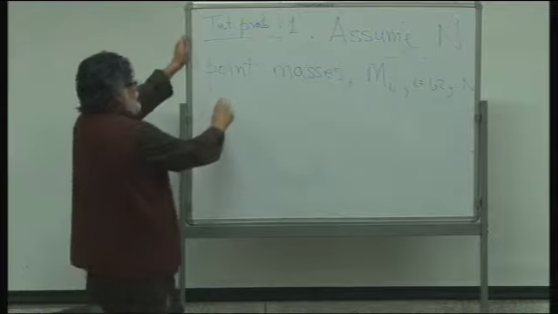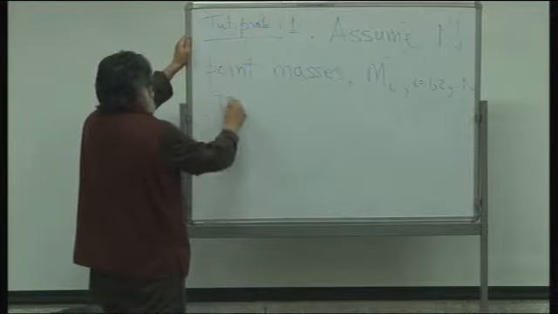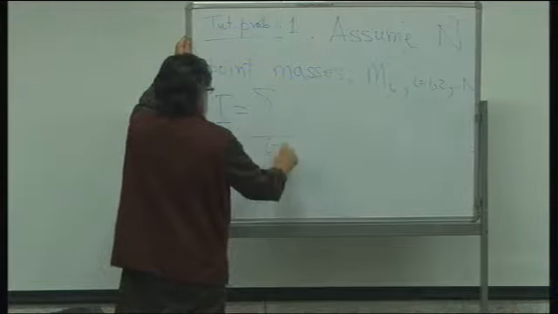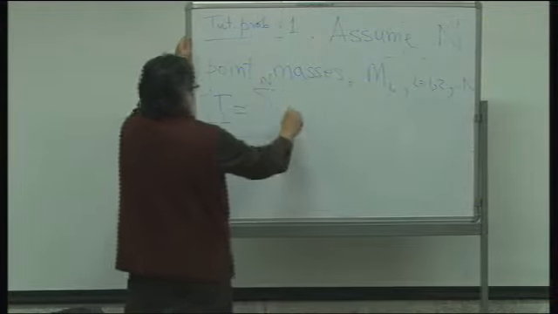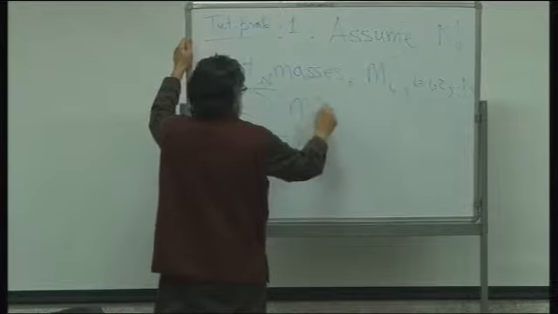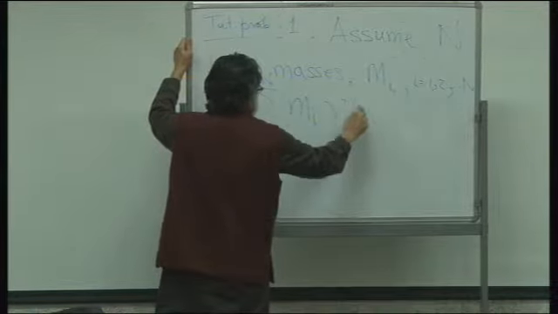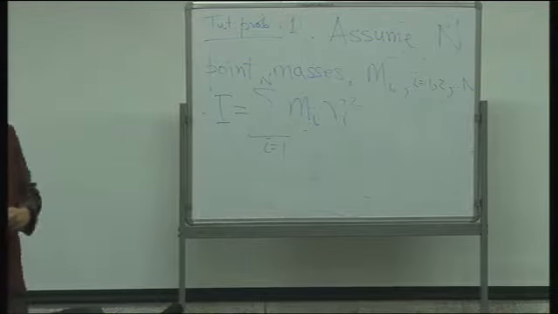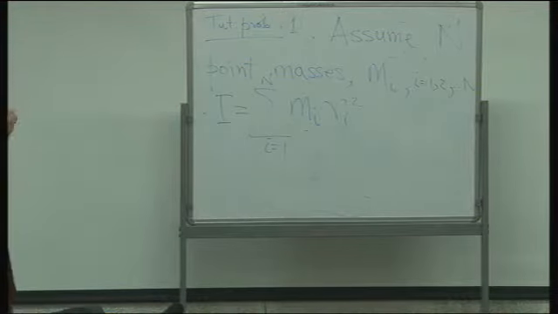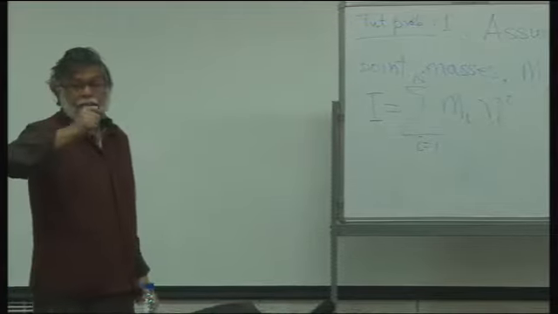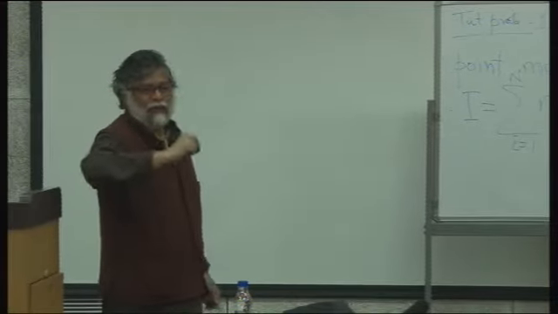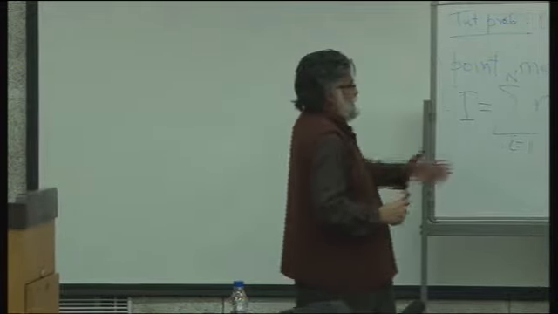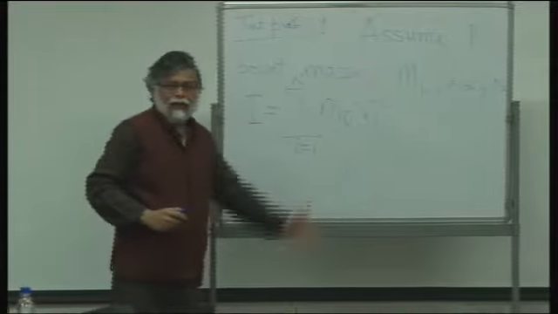Define the so-called moment of inertia, the summation, i going from 1 to n, of m_i r_i squared, where r_i is the radial distance of the ith mass point from some origin. You have chosen an origin. So construct this moment of inertia.